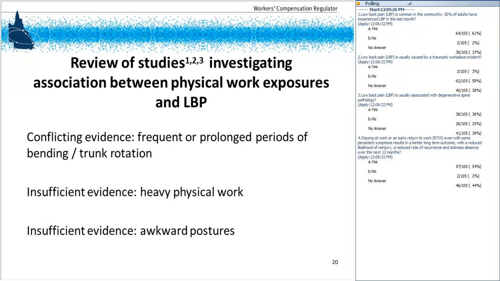So some studies report that there is a significant association, whereas others report that there isn't. There is insufficient evidence that heavy physical work is a risk factor for low back pain, and there's insufficient evidence for awkward postures at work as a risk factor for low back pain. Whilst I haven't mentioned it here, there was another systematic review of studies investigating the association between spinal mechanical load and back pain, and they found that there was conflicting evidence for an association with whole body vibration as well.